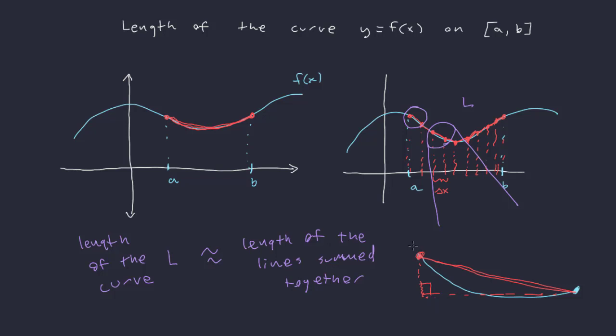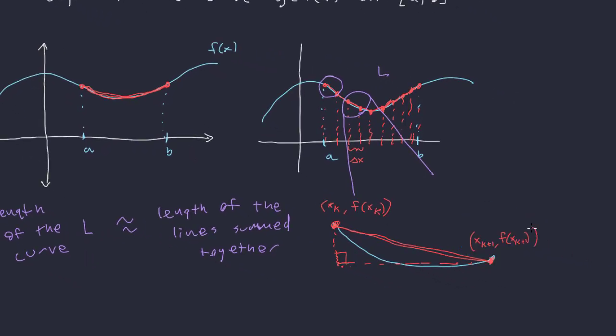So this point up here is the point, let's call it xk, comma f of xk, right? Because we're just taking one of these steps here. And then this one is going to be xk plus 1, f of that. Right, and let me give us a little more room here.